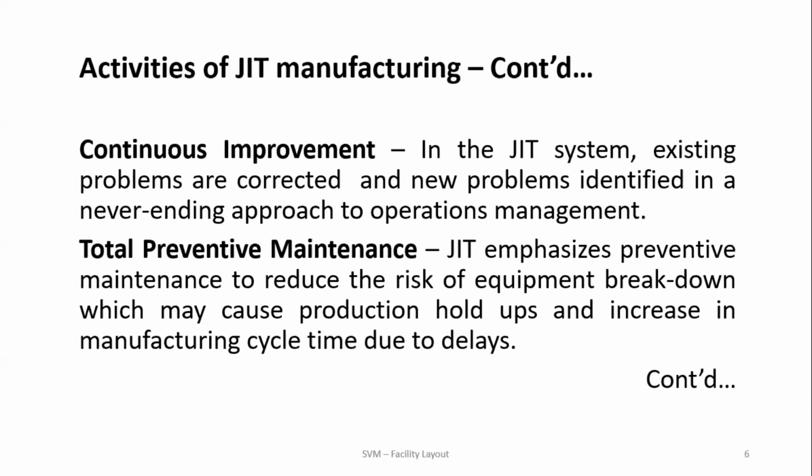Continuous improvement. In the JIT system, existing problems are corrected and new problems identified in a never-ending approach to operations management. In the sense, you keep on improving continuously, identify and solve problems continuously, and improve operations. Next point is total preventive maintenance. JIT emphasizes preventive maintenance to reduce the risk of equipment breakdown, which may cause production holdups and increase in manufacturing cycle time due to delays. Means you need to regularly maintain your equipment to prevent any breakdowns and delays.